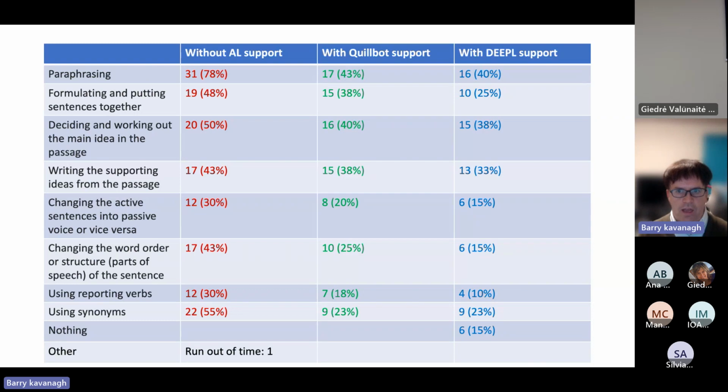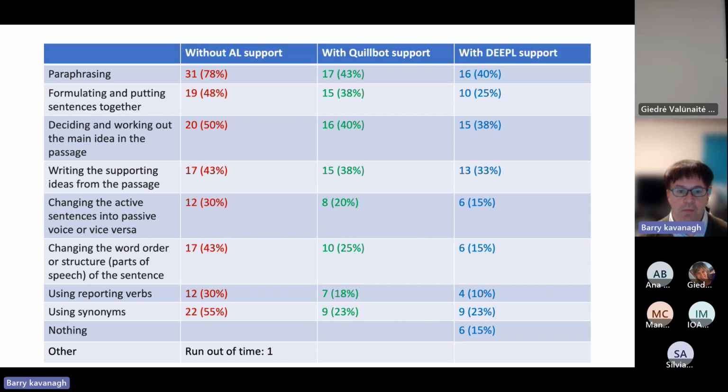So let's have a look at some of the data. I asked a question after each summary writing, 1, 2, and 3: what was difficult for you? So we have paraphrasing, formulating and putting sentences together, deciding, working out the main idea, writing and supporting ideas, changing passive to active voice, the word order, using reporting verbs, synonyms, etc.